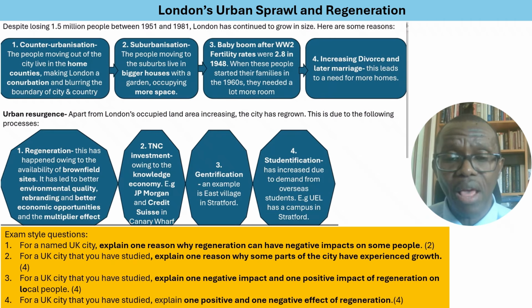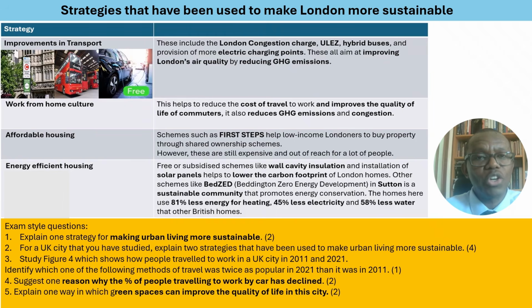And then lastly, for a UK city you have studied, explain one positive and one negative effect of regeneration. So again, that is very similar to the third question, only that this time round is not talking about local people specifically, but requires a more general response. The next thing that our specification requires us to know about is the strategies that have been used to make London more sustainable.